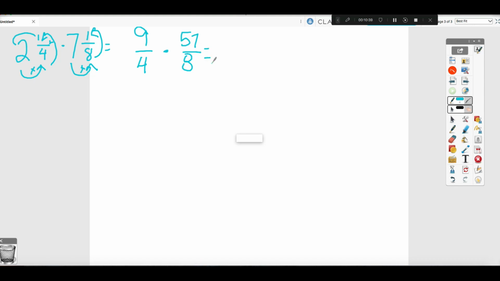Multiply those straight across. If there's anything I can cross cancel to make it easier when I'm done, this is the spot to do it. Is there anything I can cross cancel? There is not. So I just got to multiply straight across. What's 9 times 57? 513?